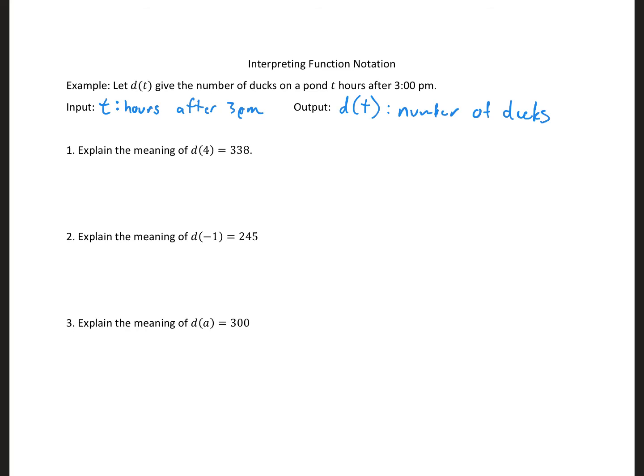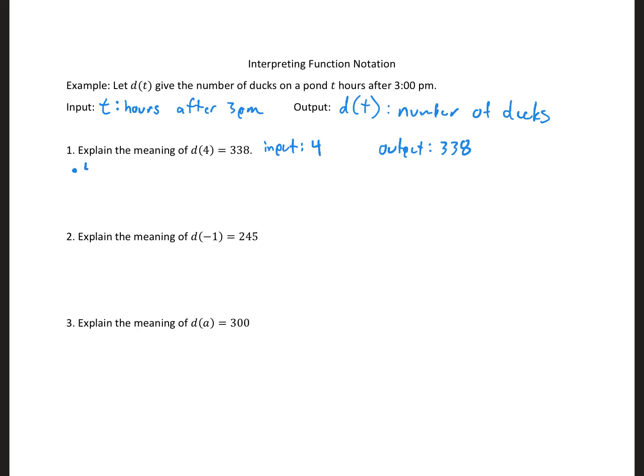So if I wanted to explain the meaning of d of 4 equals 338, I want to recognize that my input is 4 and my output is 338. As long as we understand what the units of those are, we should be able to make a good interpretation. So 4 is 4 hours after 3 p.m. and 338 is my number of ducks. There's a couple ways that we could write that out.